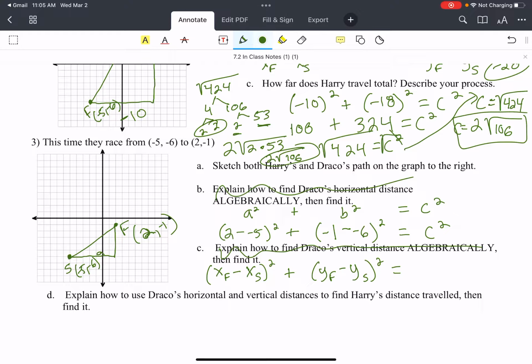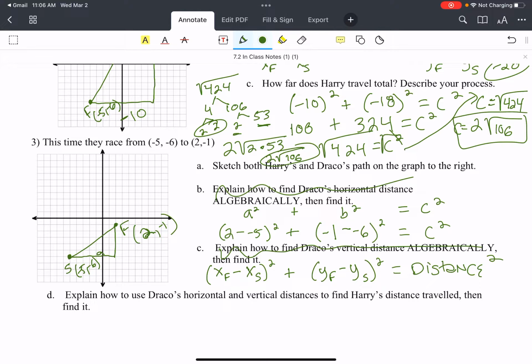In terms of this situation, what does the C represent? It's the distance. Good job. It's the distance between the 2 points.